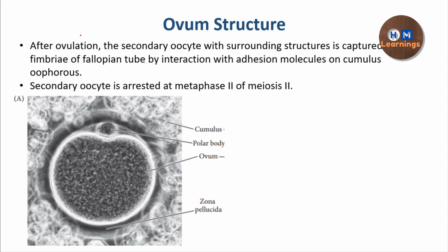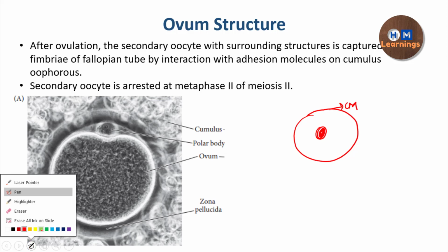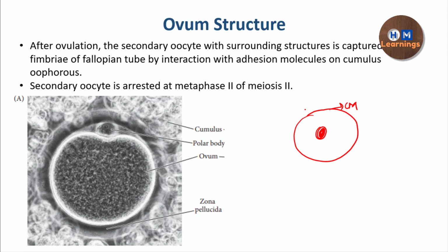Here we know that the secondary oocyte is this, and this is the cell membrane of the secondary oocyte, and it has a haploid nucleus. Outside it we have the structure called the zona pellucida. This is the layer, and if you remember, we have already talked about it in the oogenesis video.